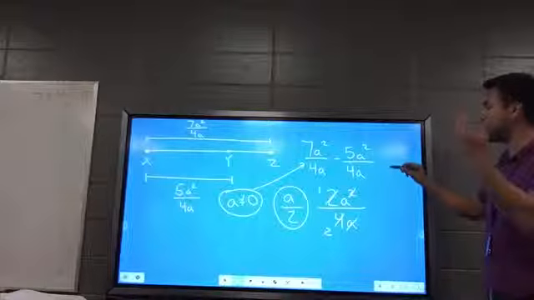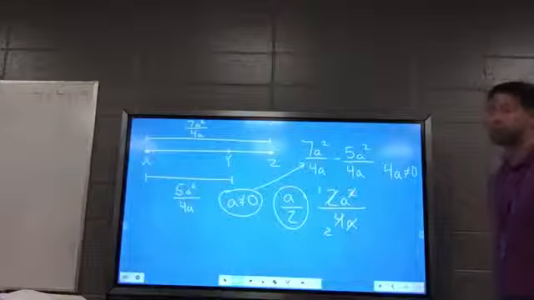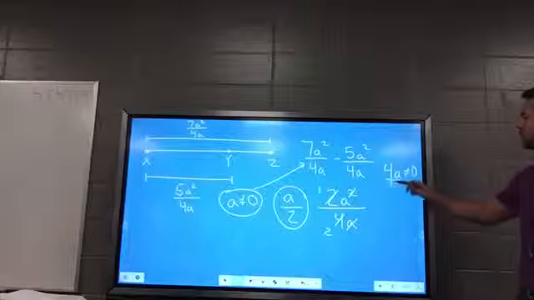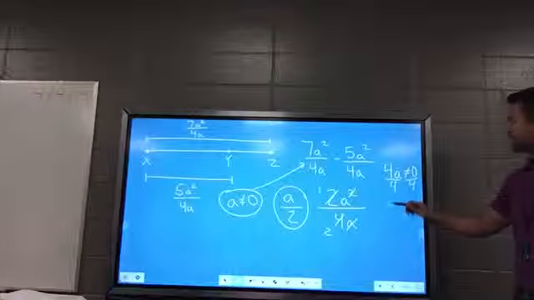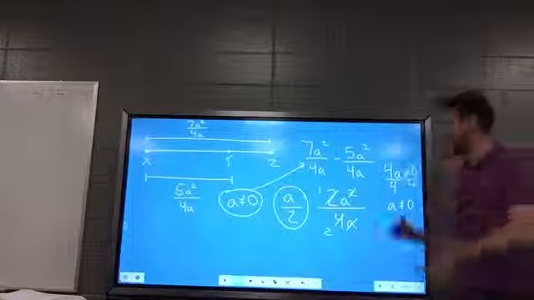So here's how I could figure it out mathematically. I say 4a cannot equal 0. So solve for a. So you divide by 4. And what do you get? A does not equal 0. That's how you figure it out if you didn't know it right away.